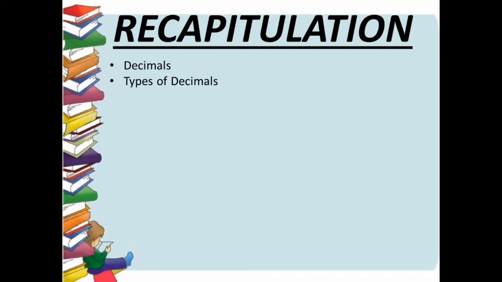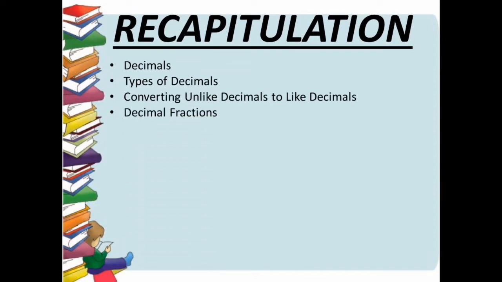And the value of a given decimal does not change if one or more zeros are placed on the right side of it. After that, students, we learned how to convert unlike decimals to like decimals. Then we learnt about decimal fractions. Fractions having the denominator 10, 100, 1000, 10,000, etc. are known as decimal fractions.